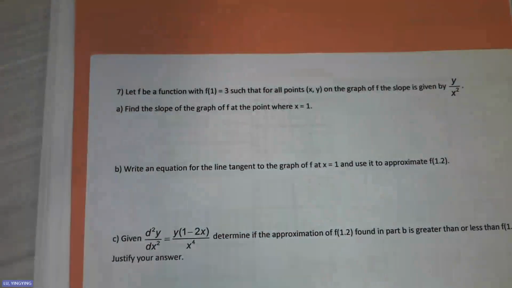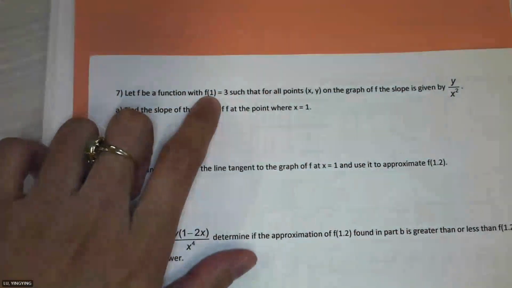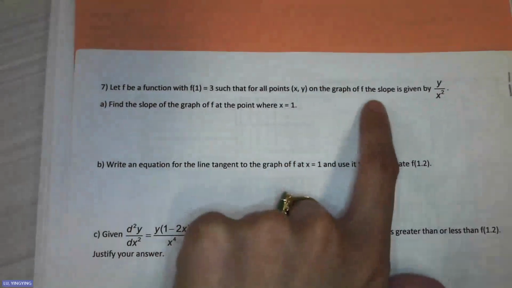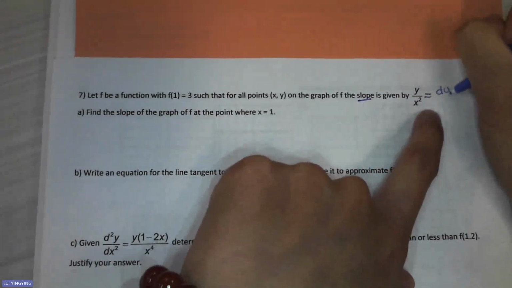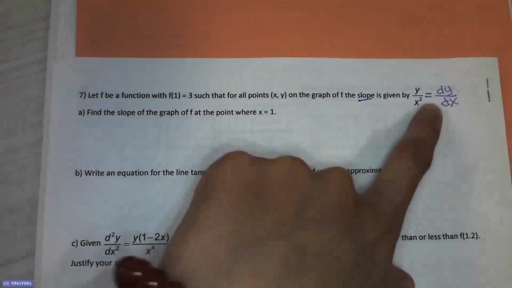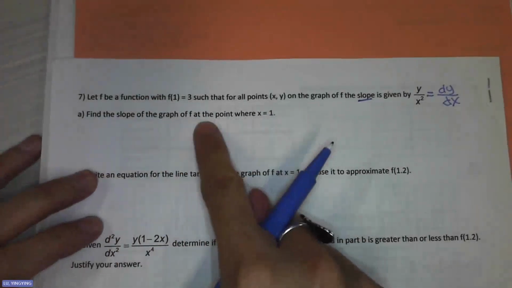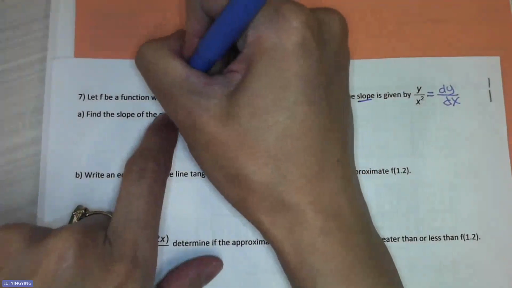Let f be the function with f of 1 equals 3. That's our point. Such that for all the points on the xy plane in the graph, the slope, equal to dy dx, is given by y divided by x squared. So I'm going to review the notation, guys. Please don't write n for slope. I still have people writing that. I don't know why. The slope of the graph of f when x equals 1. Okay, so now again, we're looking at the initial condition.